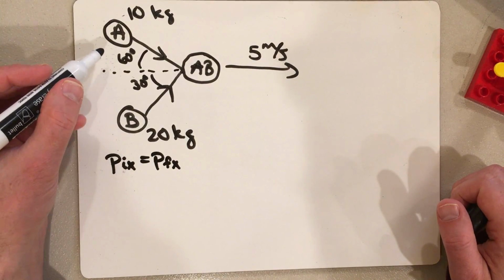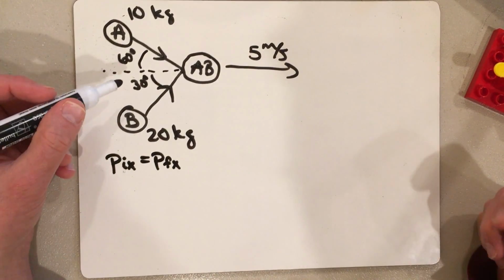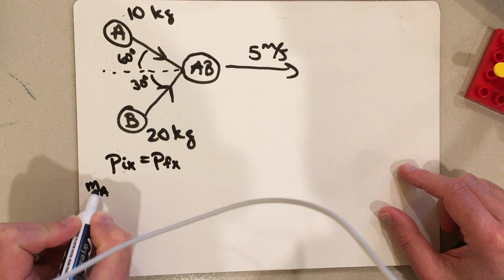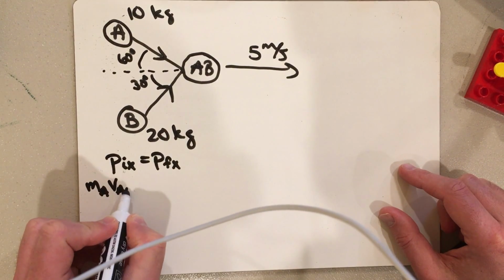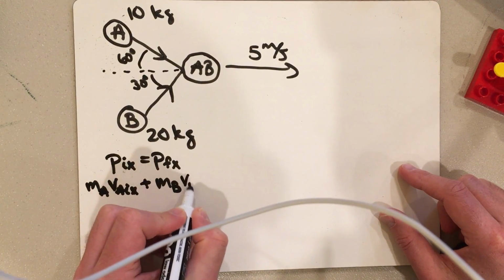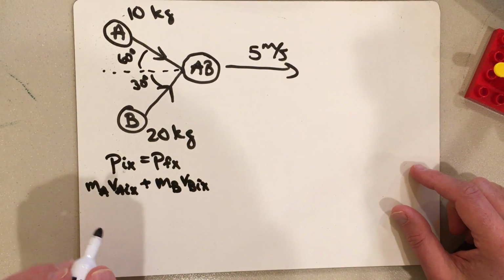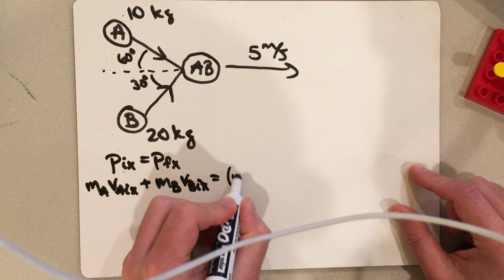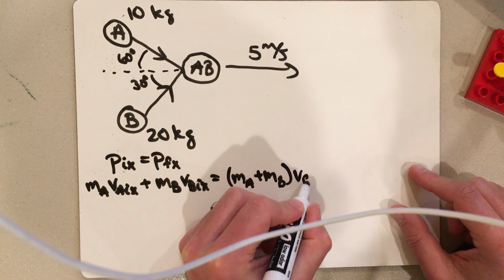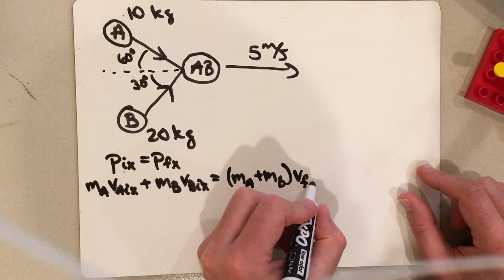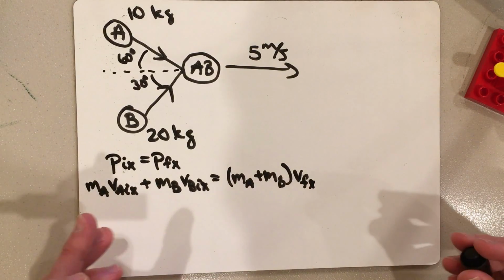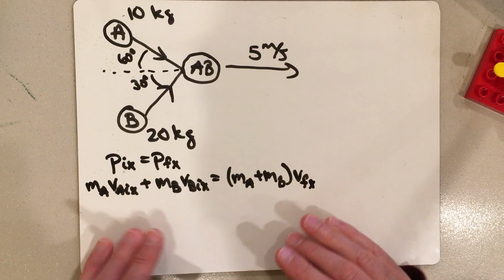And initially, I have two objects that have some x momentum, A and B. So the momentum of A, at least in the x direction, is ma times va initial x. Then I have to take into account B's, vb initial x. And these guys stick together, so that's ma plus mb times v final x. Okay, so that's the law of conservation of momentum as it applies to the x direction.